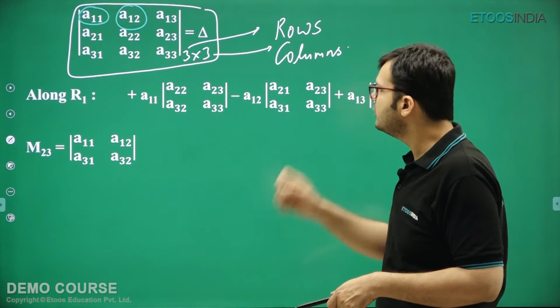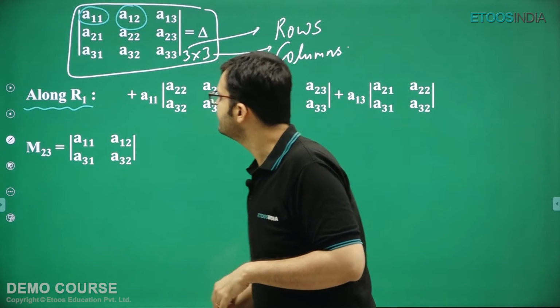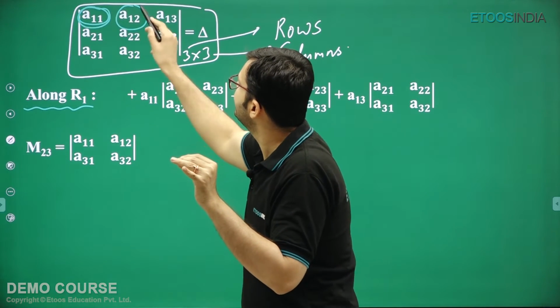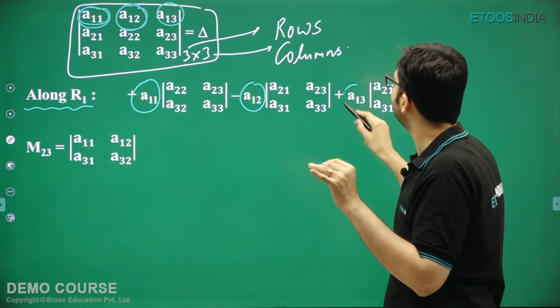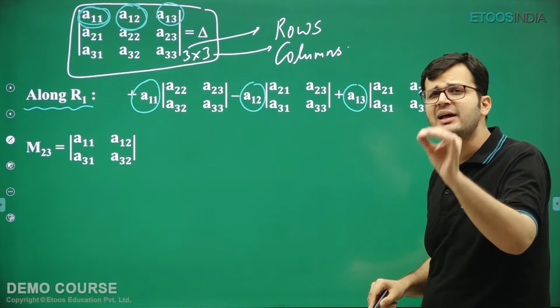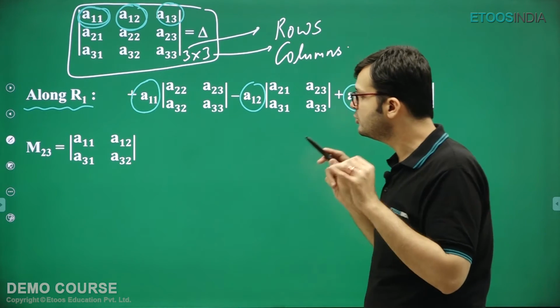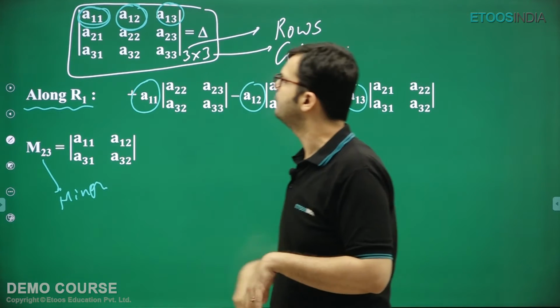If I open it along the first row, what we are going to do is very, very simple. You can see along the first row, we are going to take every element, A11, A12 and A13, and multiply all the elements by their cofactors. Now what are cofactors? And also one more thing, which is minor, that we are going to look at in a little bit of detail right now.